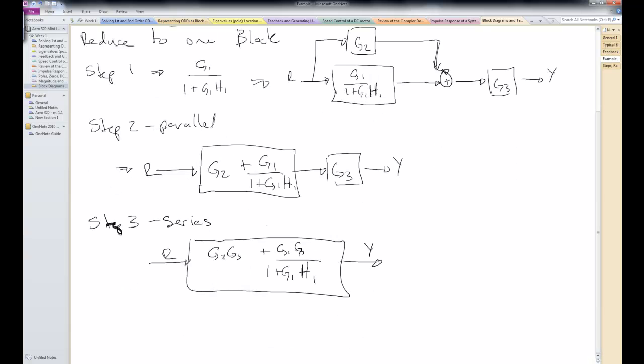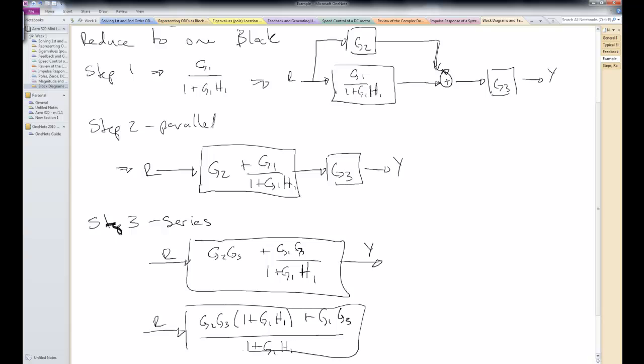And then normally we would reduce this to a common denominator. So I have R, and then I have G2 G3 times 1 plus G1 H1 plus G1 G3 all over 1 plus G1 H1. Put a box around that, and done.